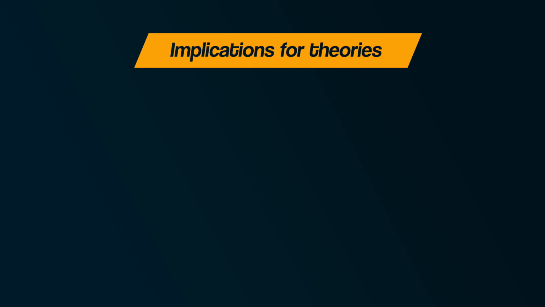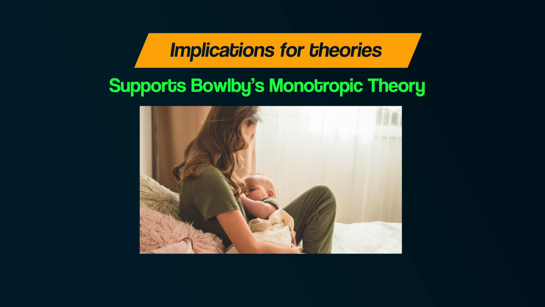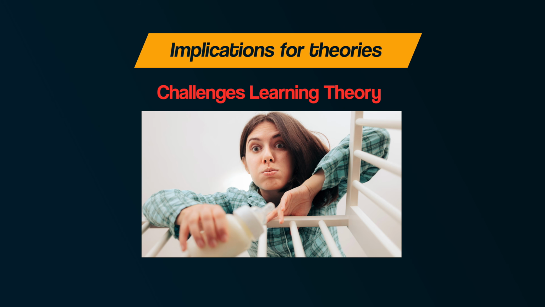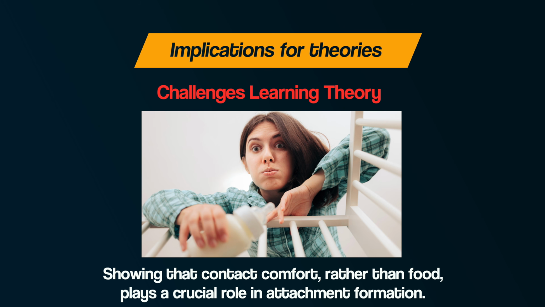Now let's evaluate the animal study research into attachment. Animal studies like those by Lorenz and Harlow support attachment theories such as Bowlby's Monotropic theory, emphasizing instinctive, survival-based attachment formation and the critical period for attachment. Harlow's research also challenges the behaviorist view of attachment, showing that contact comfort rather than food plays a crucial role in attachment formation. However, such studies face criticism for limited applicability to humans.